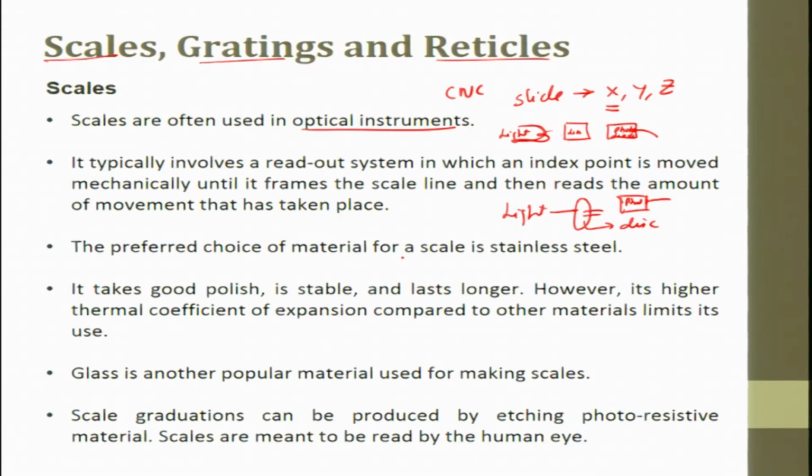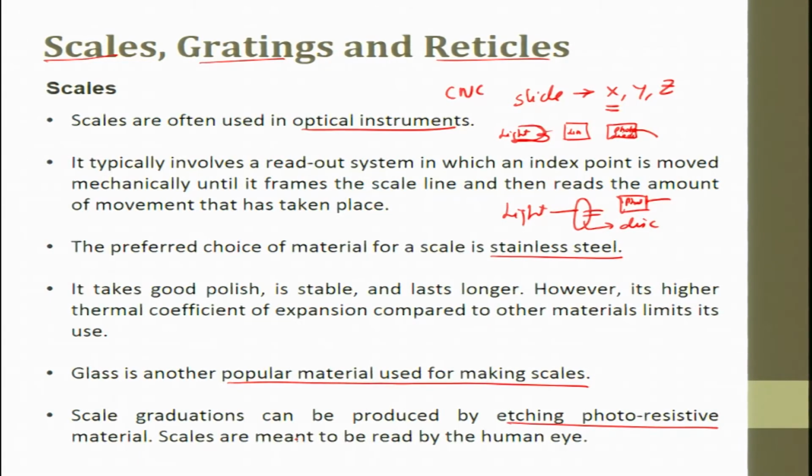The preferred choice of material for the scale is stainless steel. It takes good polish, is stable and lasts longer. However, its higher thermal coefficient of expansion compared to other materials limits its use. Glass is another popular material used for making scales. The scale graduations can be produced by etching photoresist material.